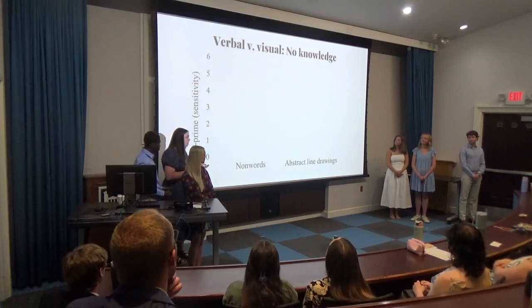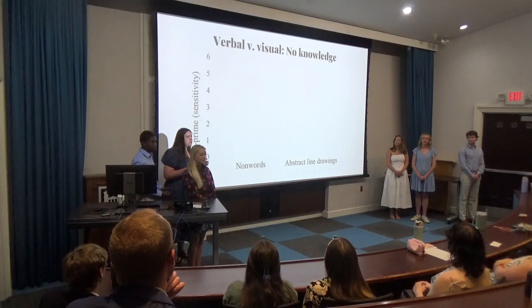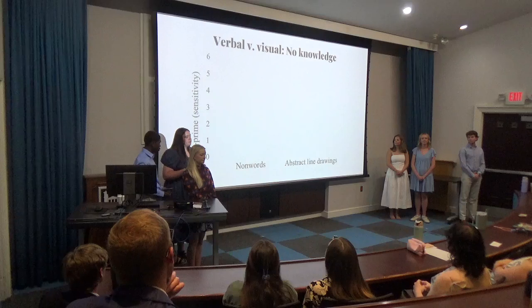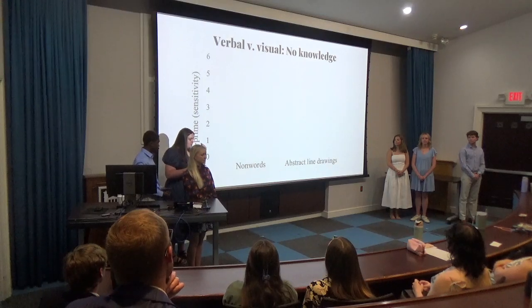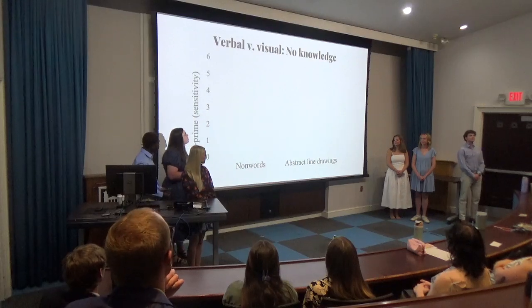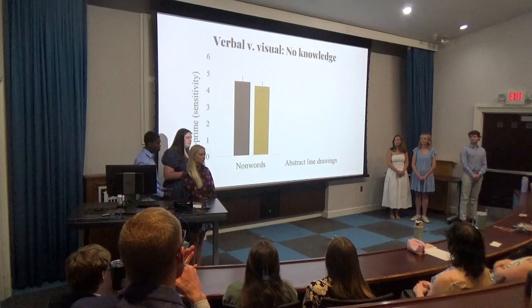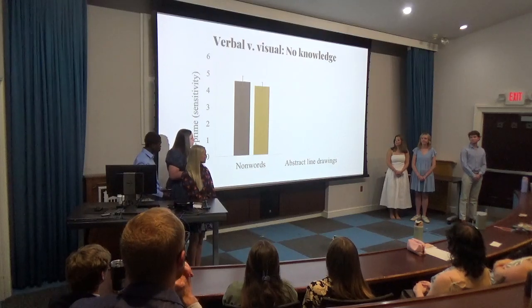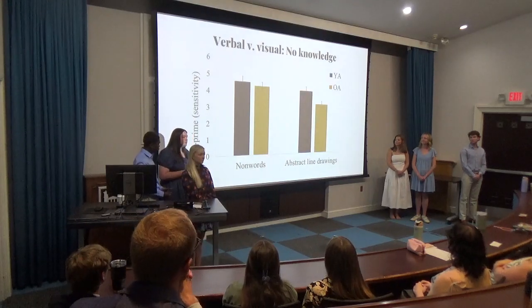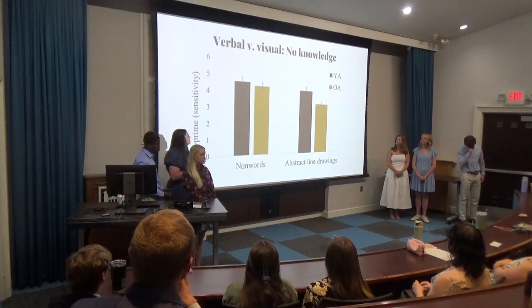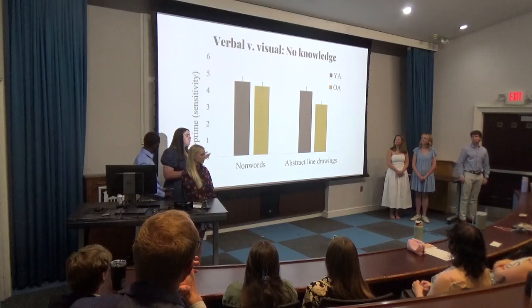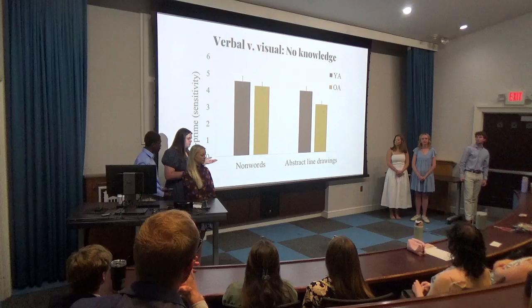So next we'll look at our no knowledge condition, comparing verbal and visual. So verbal is our non-words, which we combined pseudo-words and trigrams. And then our visual is abstract line drawings, which we combined semi-nameable line drawings and non-nameable line drawings. And so our results show once again that for our verbal stimuli, there was no difference in NBAC performance. And for our visual stimuli, the older adults did perform worse than the younger adults. And so from this we see that with no knowledge, there's only a difference in visual stimuli.